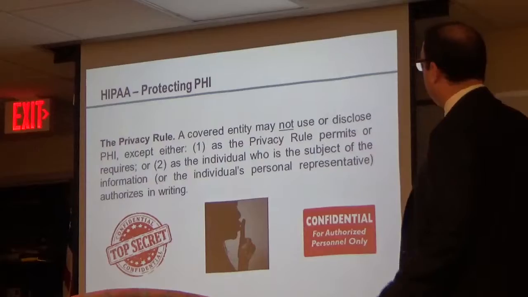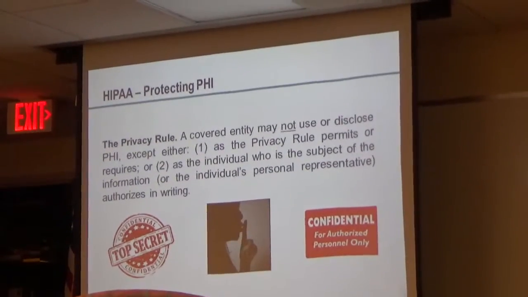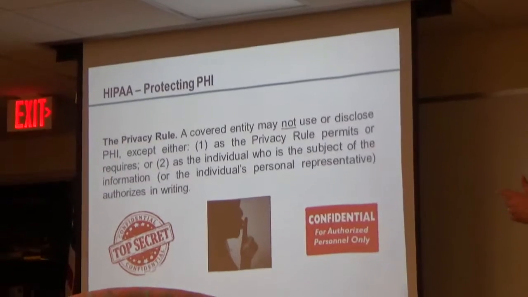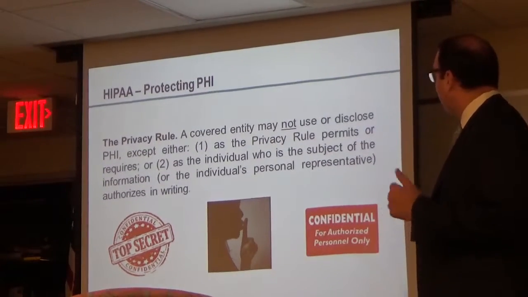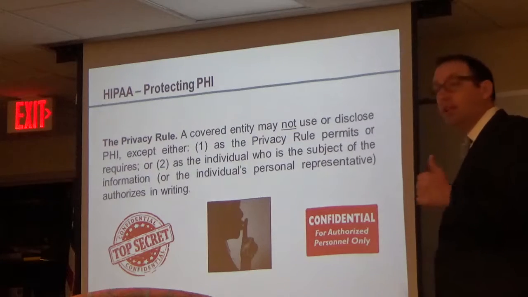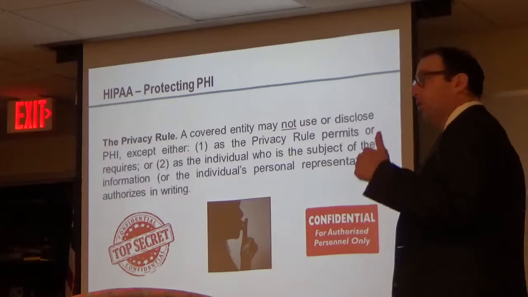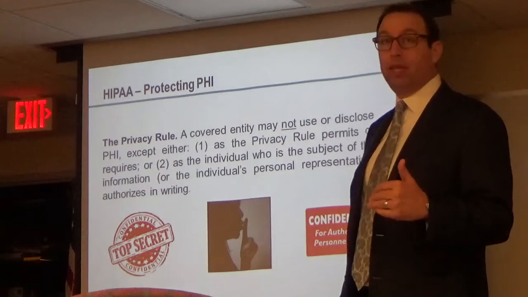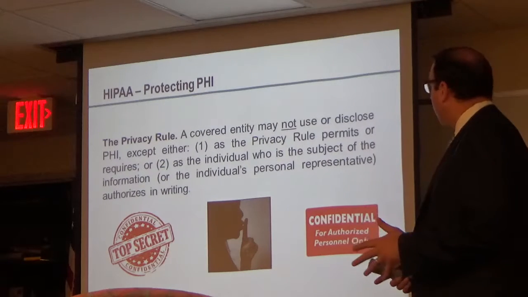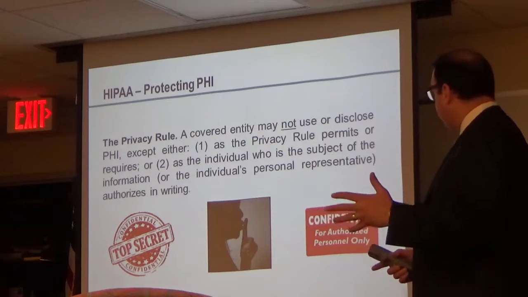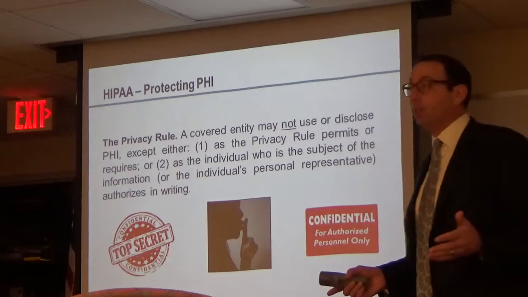So, the privacy rule. Now that we know the definition, it's pretty simple. A covered entity may not use or disclose that protected health information, the PHI, except either as the rule permits, and we're going to talk about that. Those are all the exceptions, and there's a lot of them. So you can share that health information so long as you're within an exception, or as the individual, the patient, who is subject to the information, authorizes us in writing to release.